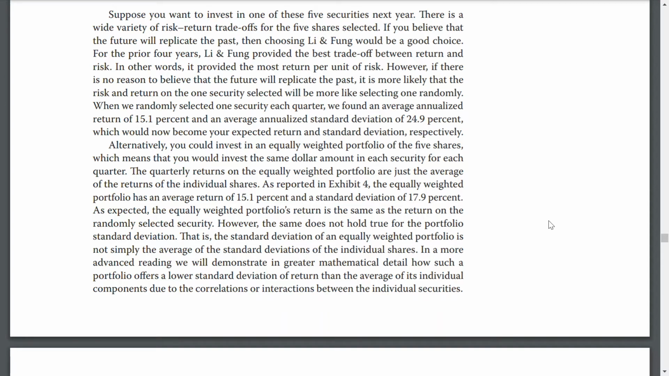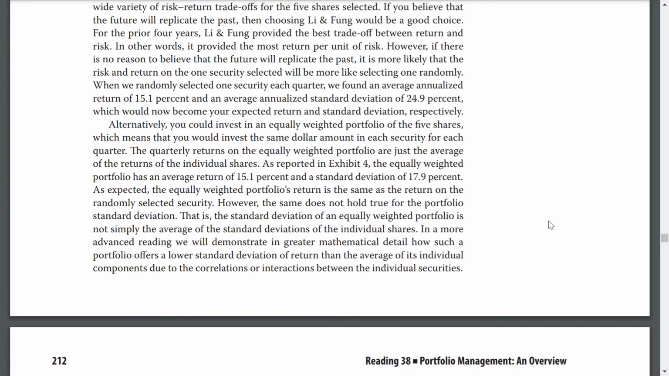That is, the standard deviation of an equally weighted portfolio is not simply the average of the standard deviations of individual shares. In a more advanced reading, we will demonstrate in greater mathematical detail how such a portfolio offers a lower standard deviation of return than the average of its individual components due to the correlation or interactions between the individual securities.